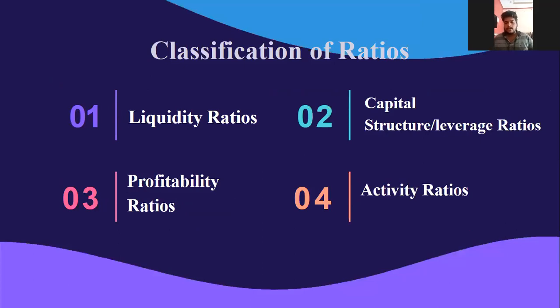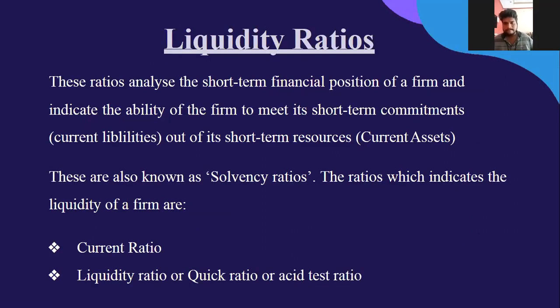Classifications of ratio. First is liquidity ratio, second is capital or structure or leverage ratio, third one is profitability ratio, fourth one is activity ratio. So first we'll be seeing what exactly liquidity ratio is.